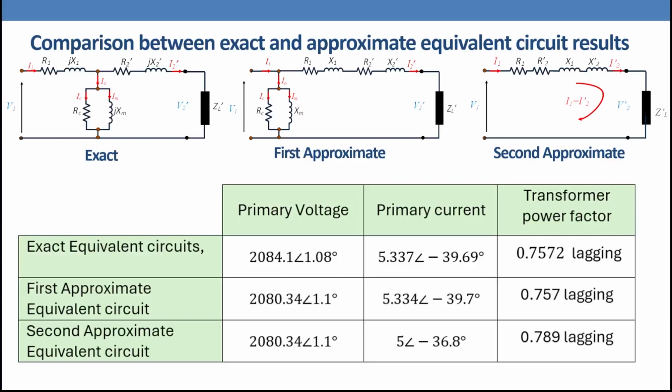So the main conclusion here is that there is always a balance between accuracy and simplicity. The exact equivalent circuit gives the highest accuracy and is well suited for simulation tools such as MATLAB. However, for manual calculation, design work, and exam problems, the approximate equivalent circuits are often preferred because they reduce the complexity of the analysis while still producing results that are very close to the exact solution. As these results demonstrate, a well-chosen approximation can save a lot of effort while maintaining a high level of engineering accuracy. So after we covered the approximate equivalent circuit, we are ready to cover the transformer performance.